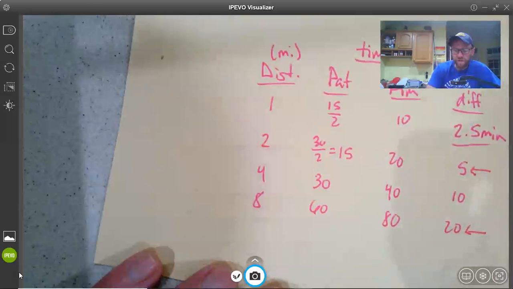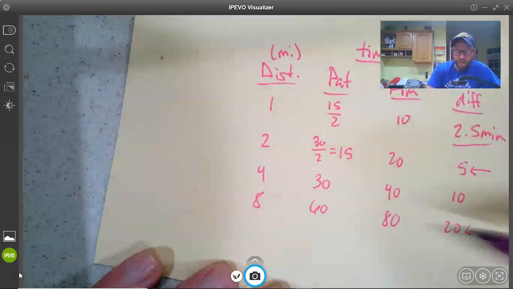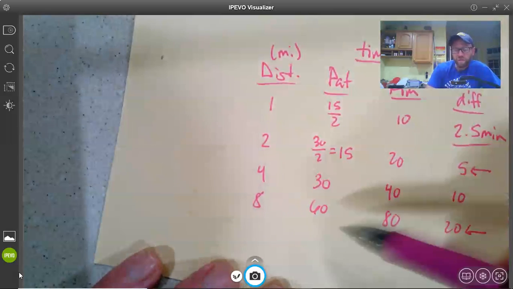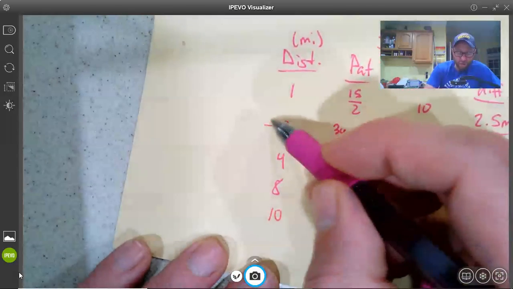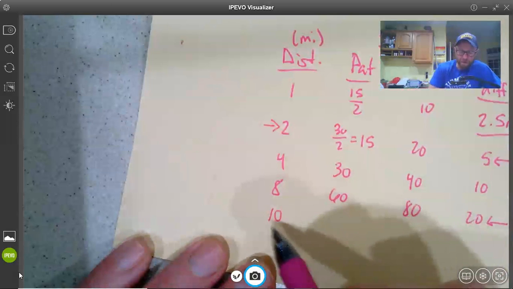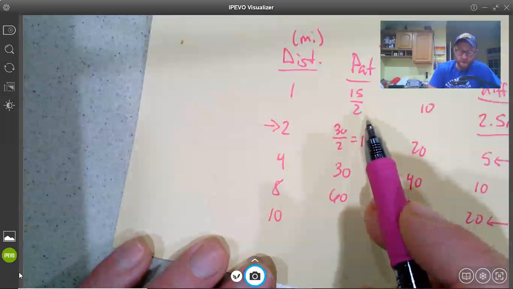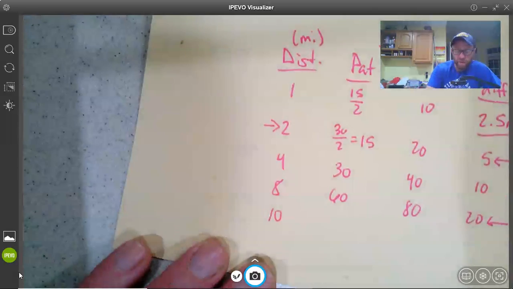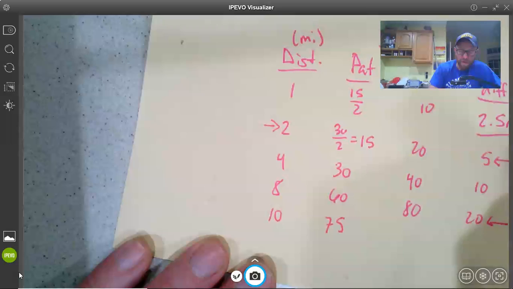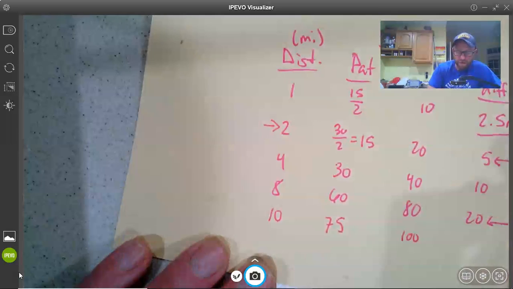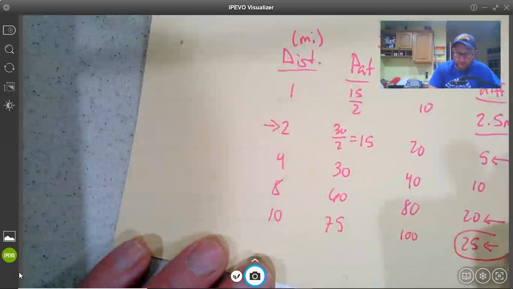5 minutes and 20 minutes. So it took them 2 miles to be separated by 5 minutes, and at 8 miles they're separated by 20 minutes. So at 10, 8 plus 2, right? So let's see, 10 times 15 halves is 150 halves, that's 75. And 10 times 10 is 100 minutes. And the difference is 25. Okay.